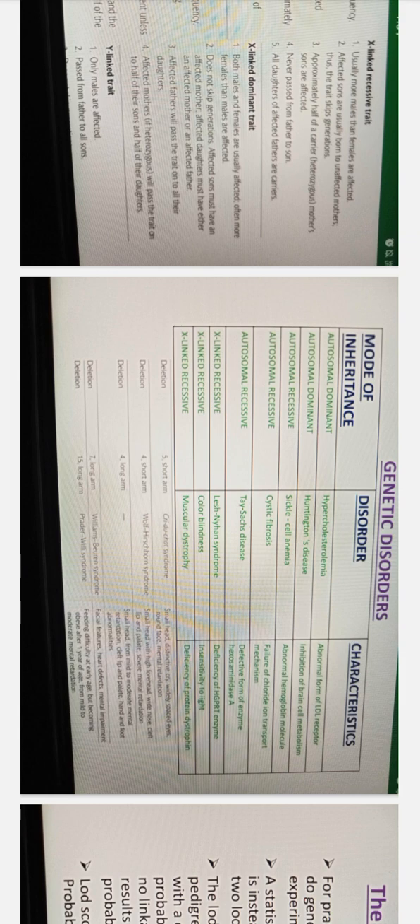Then X-linked recessive: Lesch-Nyhan syndrome. That's a deficiency of the HGPRT enzyme. Then X-linked recessive color blindness, insensitivity to light. Then X-linked recessive muscular dystrophy, a deficiency of the protein dystrophin.